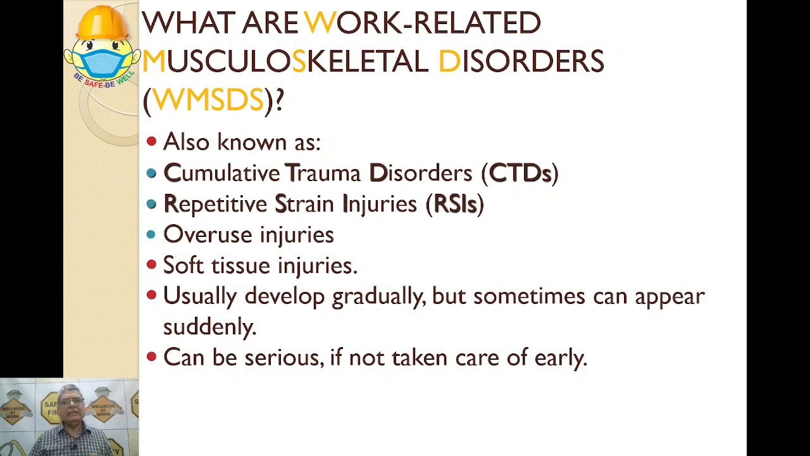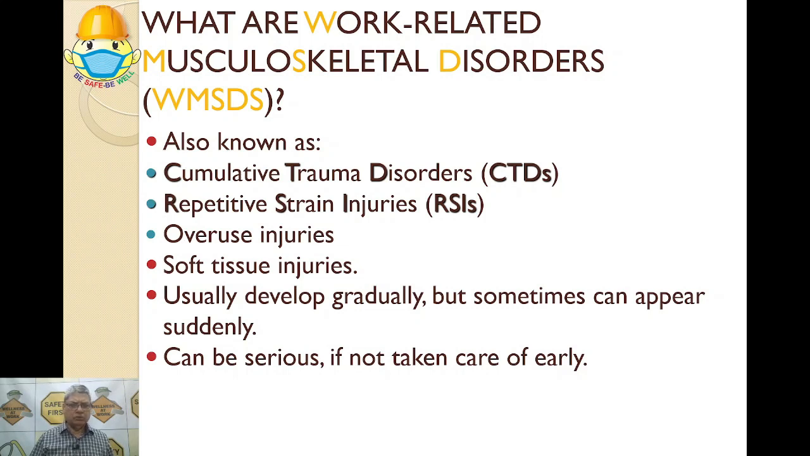Now we have already seen in part 3, where we discussed the introduction to ergonomics, what the work related musculoskeletal disorders are. So we looked into the design of the workstation, and if the design of the workstation is not proper, not according to ergonomics, then there are chances of musculoskeletal disorders. They are also known as cumulative trauma disorders, CTDs, and repetitive strain injuries, RSIs. Overuse injuries mean you are using a certain part of your body, a certain muscle, continuously. So there is overuse.